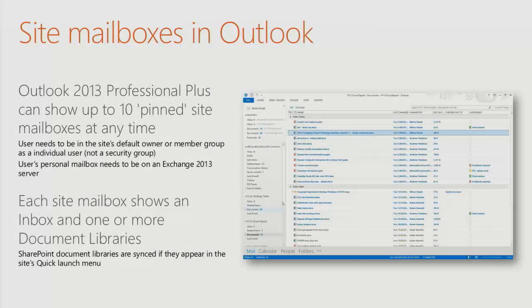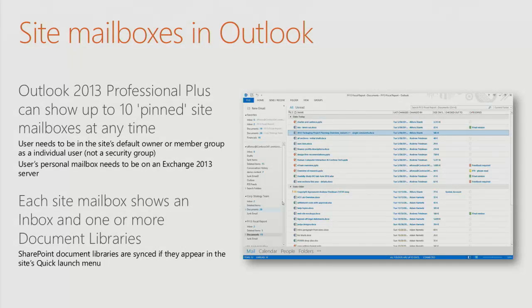What does it actually take to show site mailboxes in Outlook? First of all, you have to have Outlook 2013 Pro Plus. Users need to be on an Exchange 2013 server as well with their personal mailbox. Everybody, regardless of Outlook version and Exchange server version, can get to the content of the site mailbox by going to the SharePoint site and then OR. That's open for everybody. But if you want to have the Outlook desktop experience, you need that.